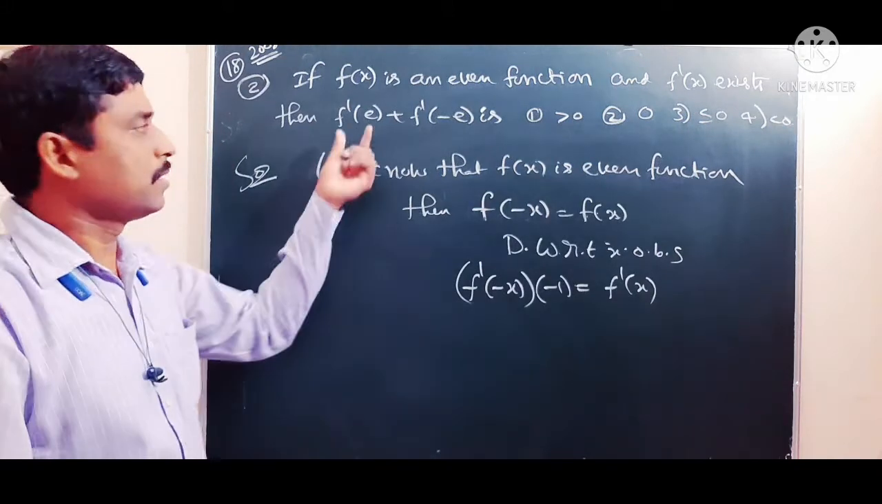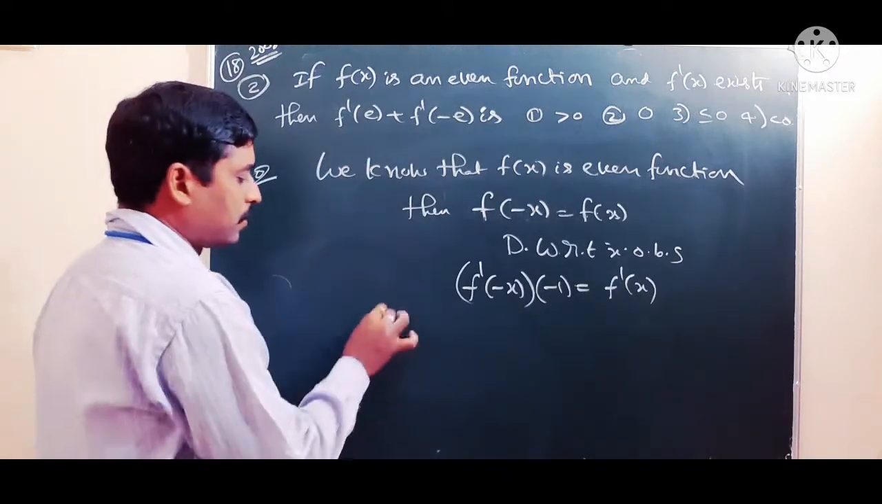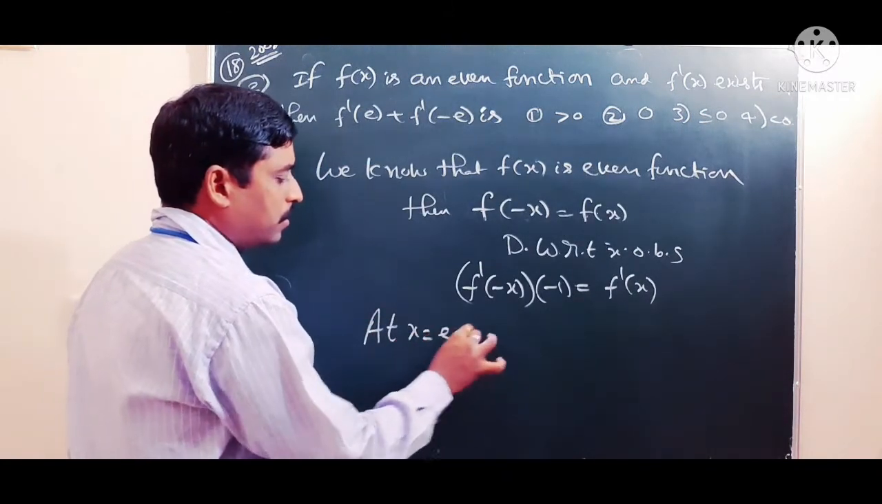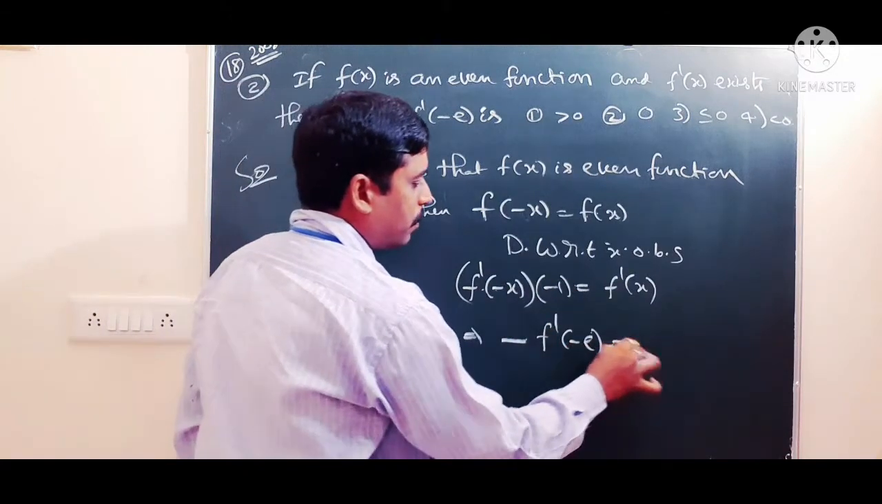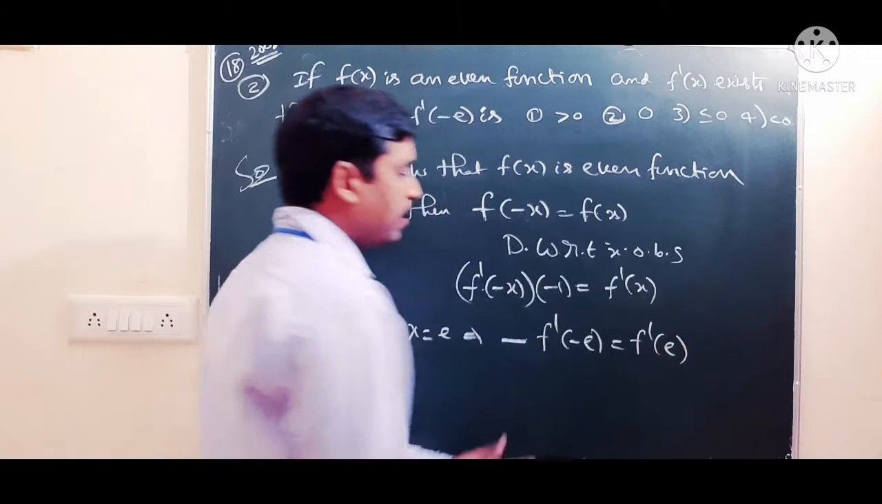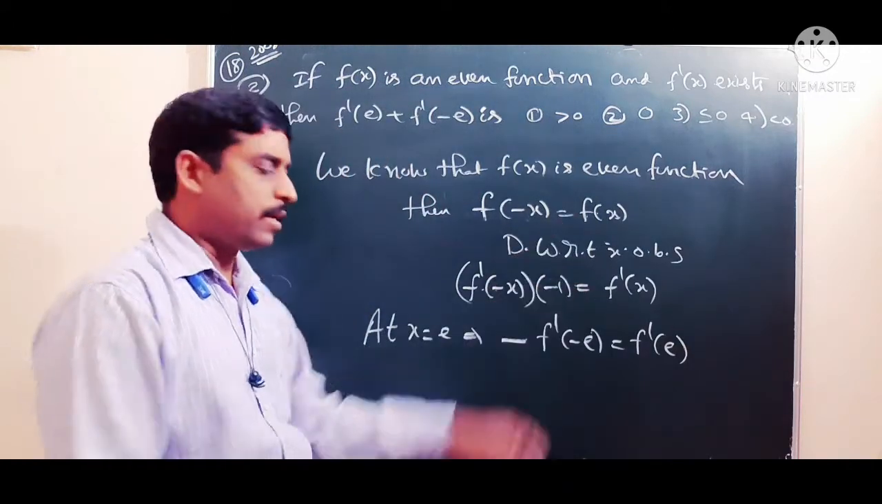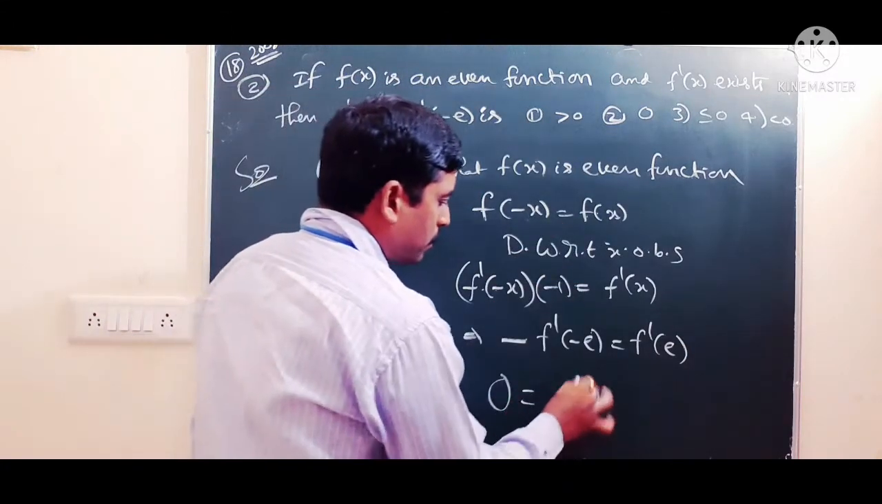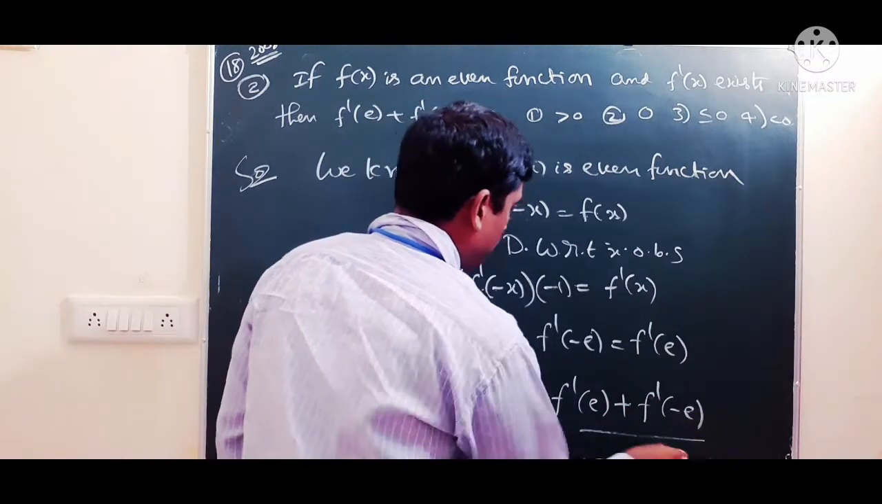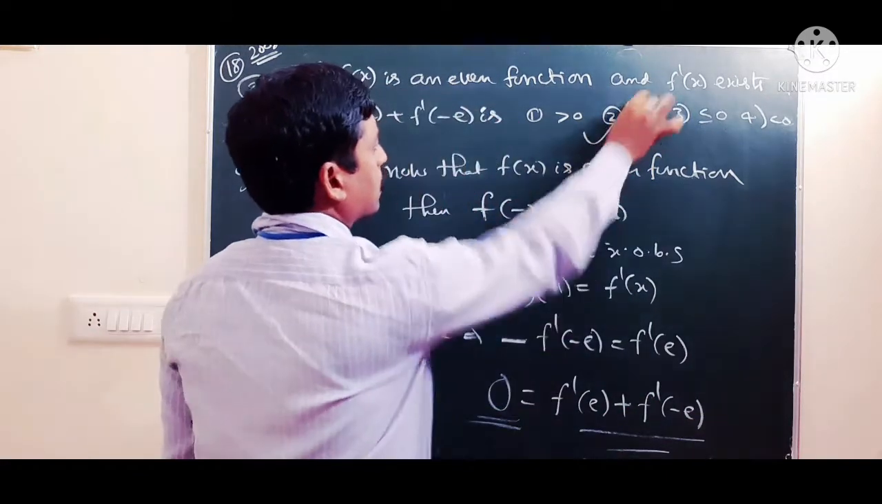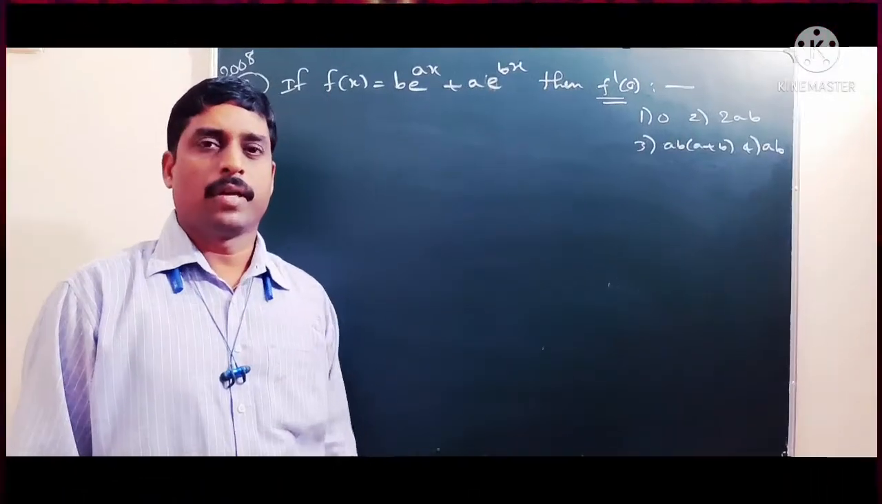But our target is at x is equal to e. So at x is equal to e, this value will be minus f dash of minus e equal to f dash of e. This is a negative value. So bringing it to the right side, 0 is equal to f dash e plus f dash of minus e. So what is the answer? 0. The second option is correct.